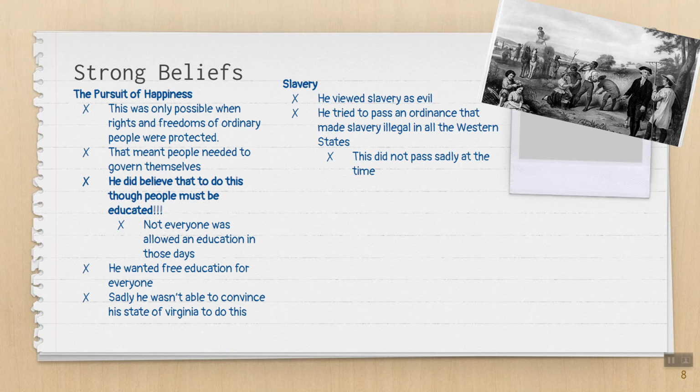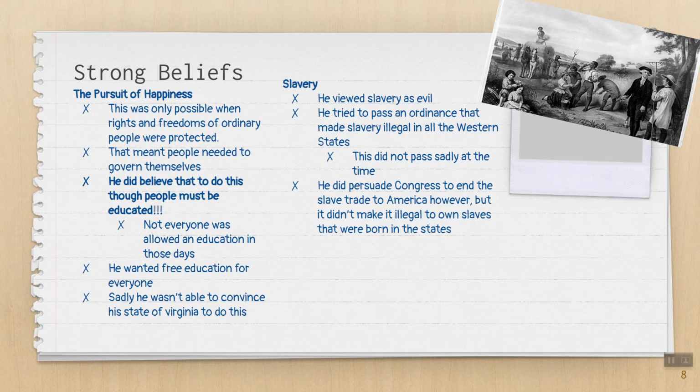However, this didn't pass. It didn't pass by only one vote in Congress. There was one person that was still for slavery, and so slavery still stayed legal in all those states. But he did persuade Congress to end the slave trade to America.